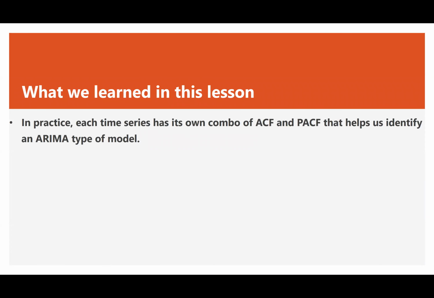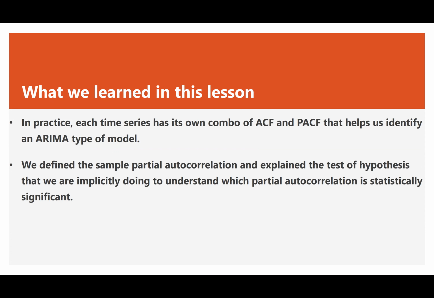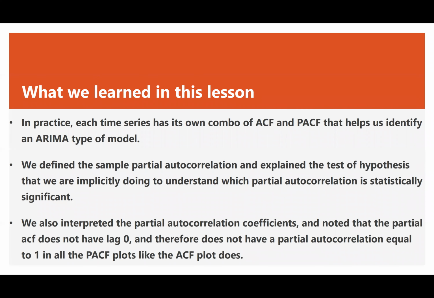So let's see what we learned in this lesson. In practice, each time series has its own combination of ACF and PACF that helps us identify a model, and we'll see many more when we see stochastic processes. And we defined the sample partial autocorrelation and explained the tests of hypotheses that we are implicitly doing to understand which partial autocorrelation is statistically significant. And we also interpreted the partial autocorrelation coefficients as regression coefficients. And notice that the partial ACF does not have lag 0. Therefore, it doesn't have a partial autocorrelation equal to 1 in the PACF.